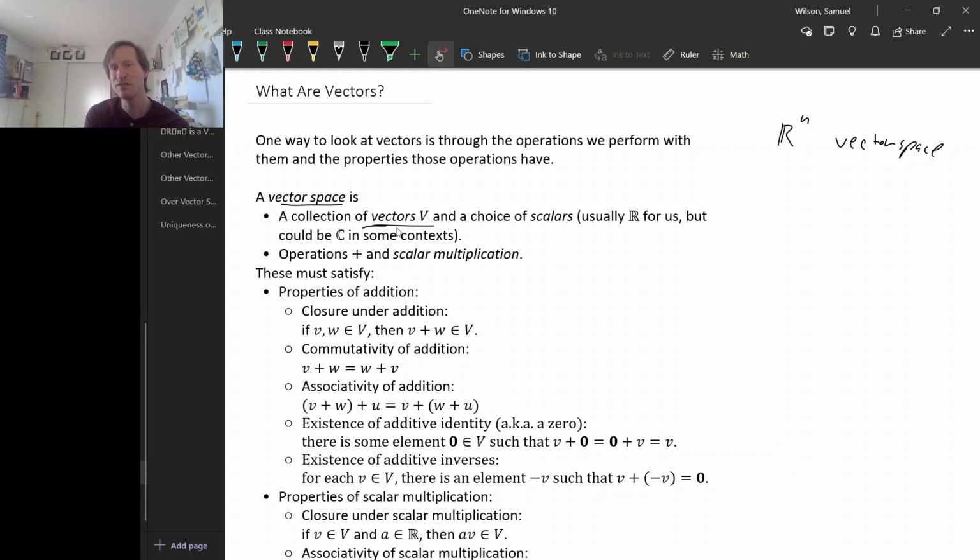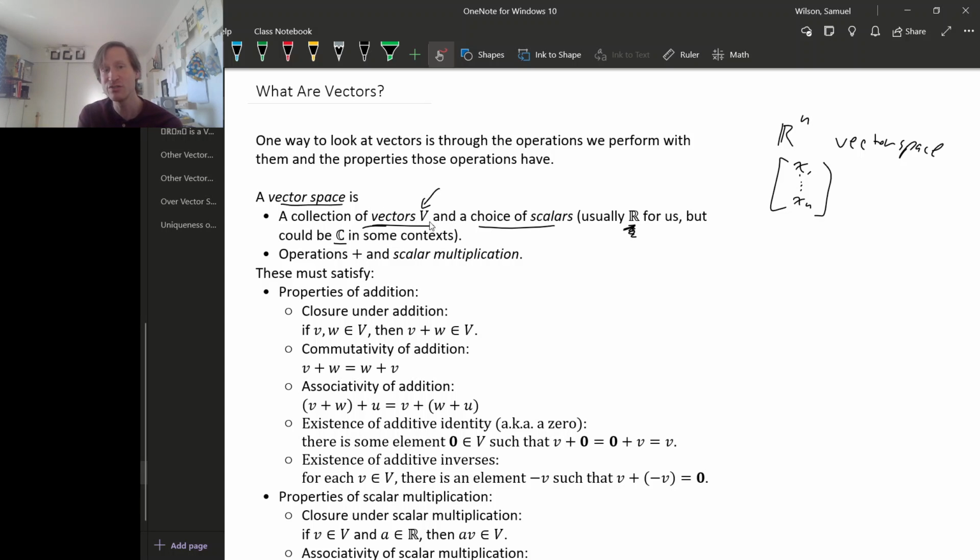Okay, so first we need a collection of vectors, and for Rn, it's just all of the vectors in Rn, right? All of the column vectors with n entries. So that's our collection of vectors. And also we'll need a choice of scalars. We will almost always use the real numbers for our scalars, but in general it could be the complex numbers, and in fact it could be anything that is sort of a universe of numbers where you can add, subtract, multiply, and divide. And in general, that type of mathematical object is called a field. That's not important, but that's what it's called. So for our scalars, we'll always use the real numbers.